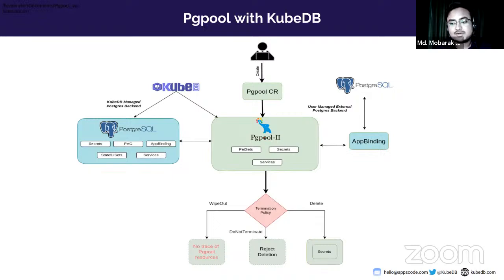Also, Pgpool has three types of termination policies. When the termination policy is WipeOut, you can delete all the resources by terminating Pgpool. But if the termination policy is DoNotTerminate, the termination will be rejected. Also, if the termination policy is Delete, the secrets will remain and the other resources will be terminated.